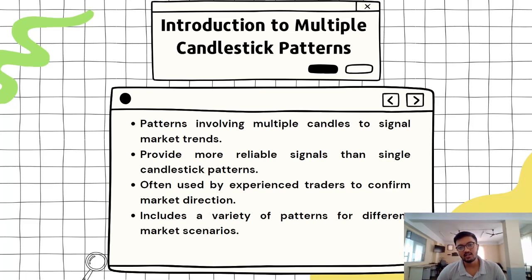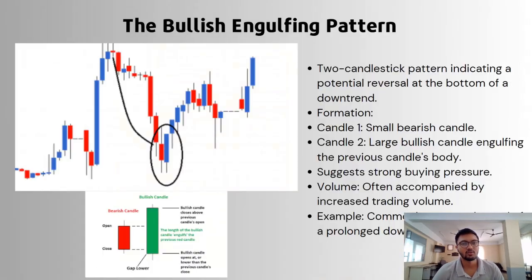Patterns that involve multiple candles to signal market trend, that is what we are going to see in these multiple candlestick patterns. They are often used by experienced traders to confirm market conditions, and they involve a series of candles in order to predict the market trend and form your view. The first multiple candlestick pattern that we are going to look at is bullish engulfing.